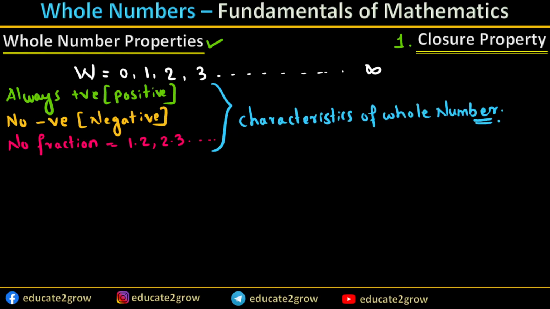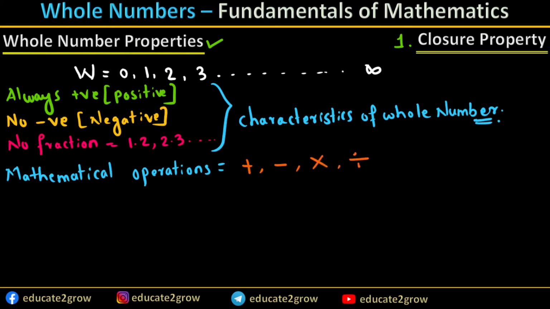Okay, so now we will concentrate on the closure property. What do you mean by closure? Let's see. We read that the whole numbers start with 0, 1, 2, 3 and go to infinity, and we do a mathematical operation using these numbers. So what are the mathematical operations? They are addition, then subtraction, then multiplication, then division. Using these operations on whole numbers, we'll see the result and understand whether it belongs to the whole numbers or not.